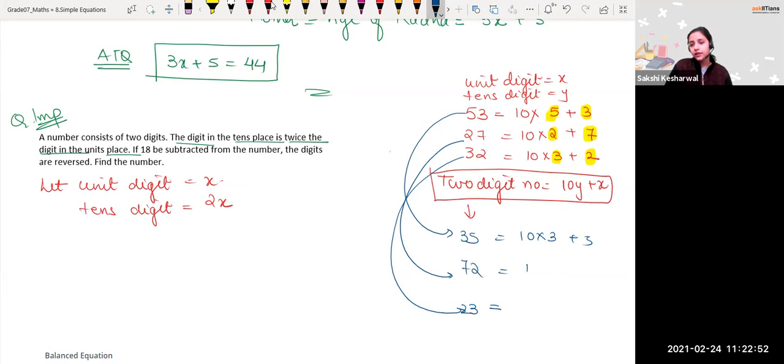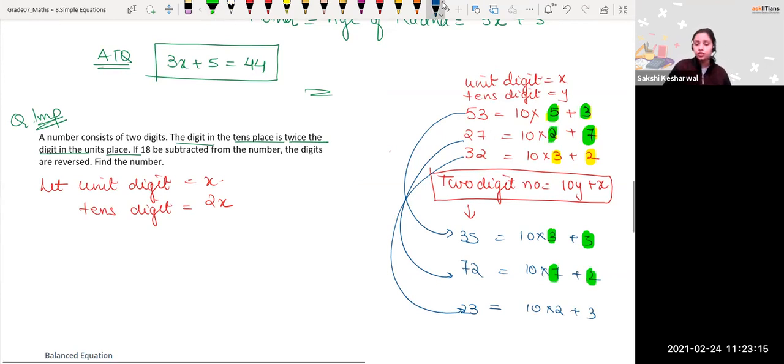So it is 10 into 7 plus 2, right? Now, if you're going to reverse this, it is what? 10 into 2 plus 3, or not? If you give a close observation over here, the ones digit becomes the tens digit, and the tens digit becomes the ones digit. Similarly over here, the ones digit becomes the tens digit, and the tens digit becomes the ones digit.